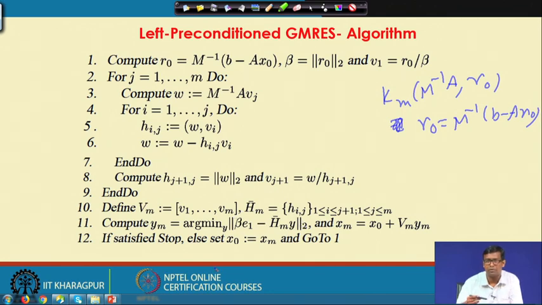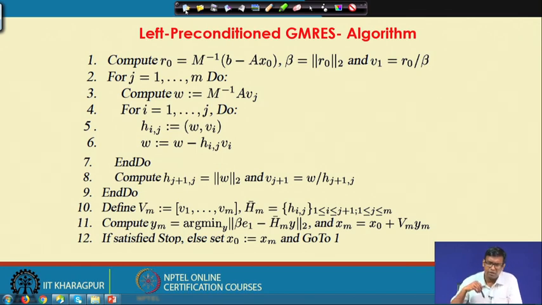These algorithms we have looked at earlier. This is very similar to the earlier algorithm, and x m will be updated such that, once we are satisfied, then stop, otherwise you update the guess value x 0 with x m and continue with this loop. So, this is nothing but modifying the GMRES, considering that instead of solving A x is equal to b, we are solving M inverse A x is equal to M inverse b.